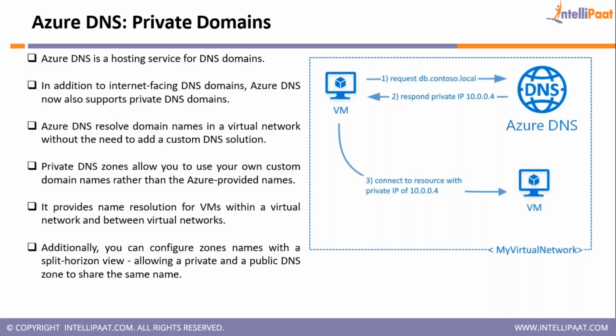Additionally, you can configure zone names with a split horizon view, allowing a private and a public DNS zone to share the same name. In the next slide, we'll discuss a little more about split horizon view. What it is trying to say here is the same DNS zone name can be used privately as well as publicly. All the traffic that is coming from our virtual network will be treated as private, and all coming from the internet will be treated as public.